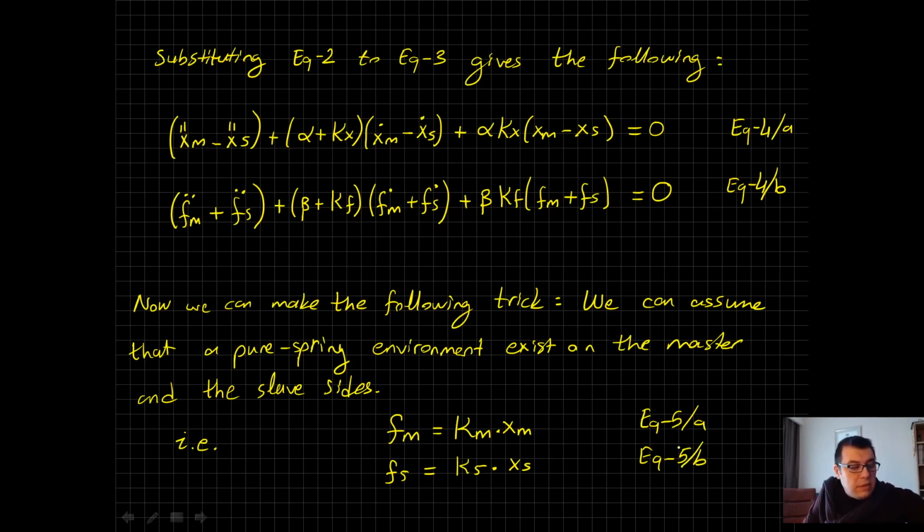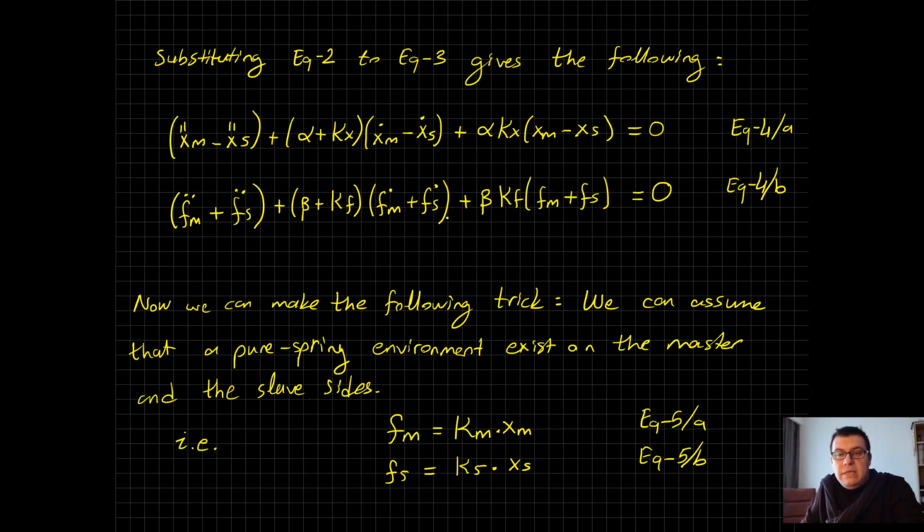Now, replacing F master double dot and F slave double dot, remember that we had these in equation 4b, with K master, X master double dot and K slave, X slave double dot respectively.